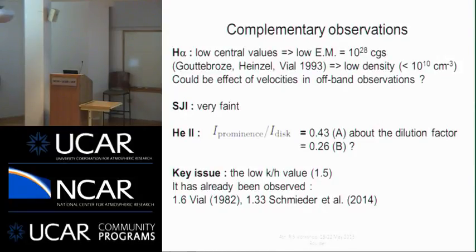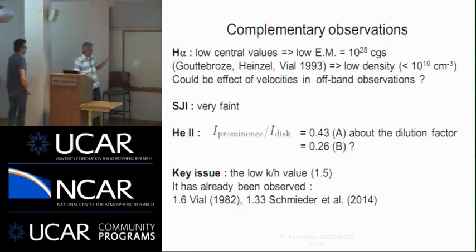We used the data of helium-2 just to have an idea of what was happening. We built this ratio, and we found the ratio between the prominence intensity to the disk intensity, which is about 0.4. Which is about the dilution factor. So that means that helium-2 just reflects the incident radiation. This is in region A. In region B, we have this value, and we don't know how to interpret it.